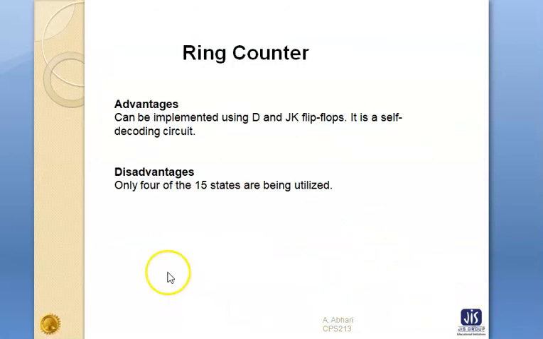Now the advantages of the ring counter: it can be implemented using D and JK flip flops. It is a self decoding circuit, and the disadvantage is that only 4 of the 15 states are being utilized.